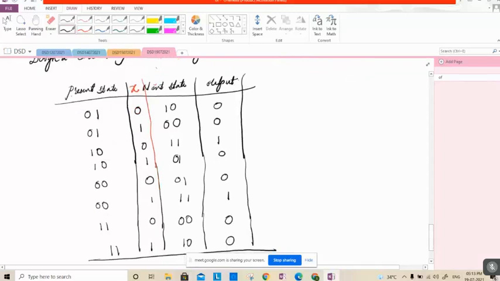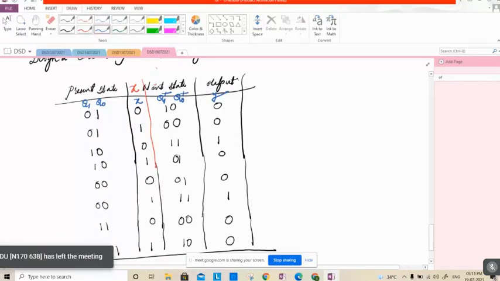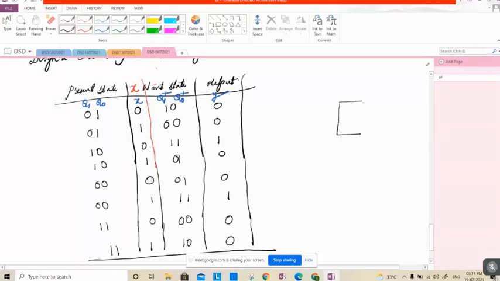We have present state, x values, next state, and output. Assign variables also. Let this be q1, let this be q0, this is x, let it be q1 plus, let it be q0 plus, and let this be y. Now tell me, how many flip-flops will be there in the circuit? Two flip-flops are to be used.